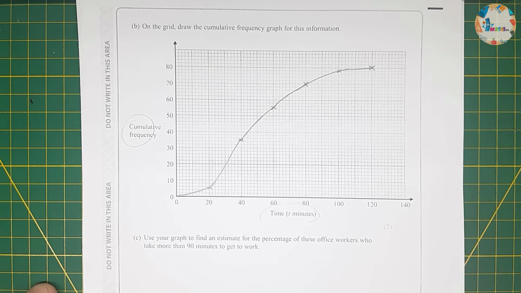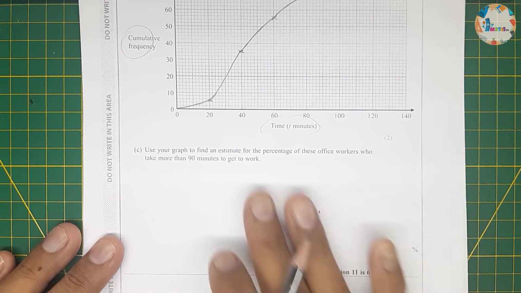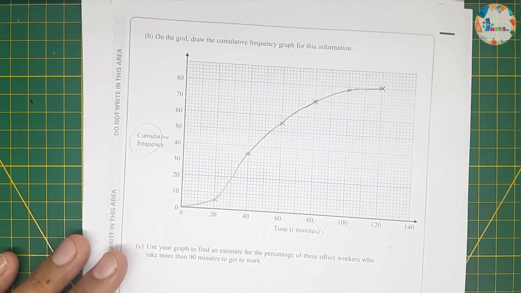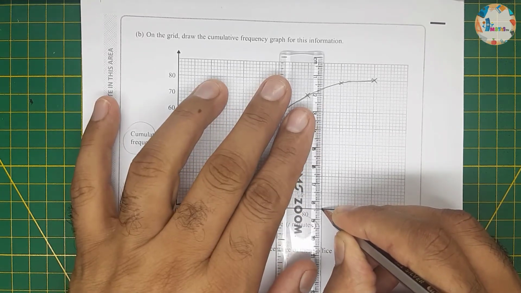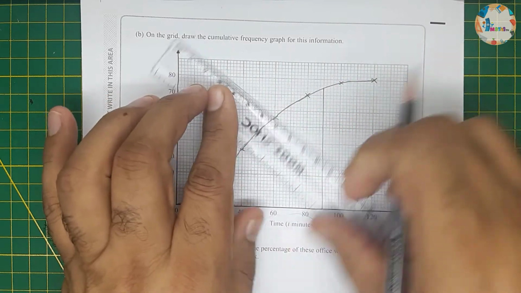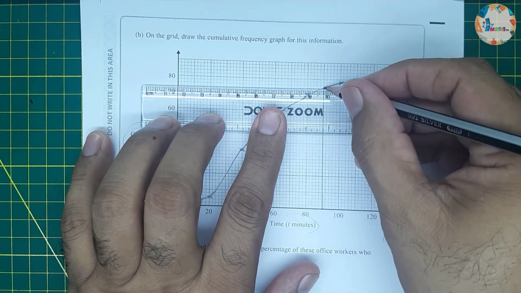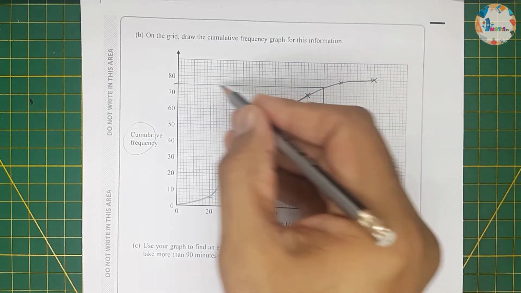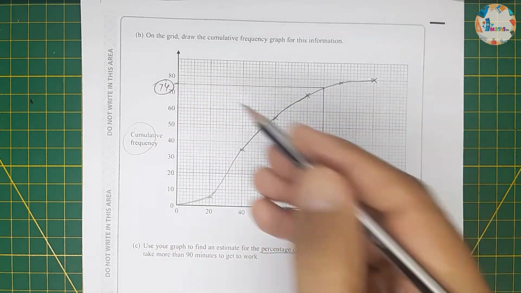Use your graph. C part is use your graph to find an estimate for the percentage of these office workers who take more than 90 minutes to get to work. So more than 90 minutes will be 90s over here, so we can draw a reference point from here, and that will be around this one, so we can take reference on this side. So if we check reference from here, this will be 74, so this value will be 74.